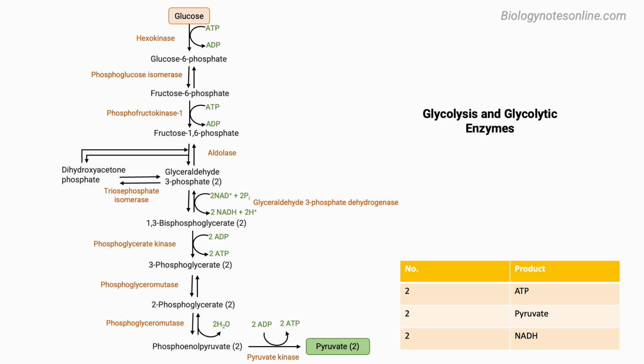And that concludes our exploration of glycolysis. We've covered the fundamental steps involved in this crucial metabolic pathway, from the initial breakdown of glucose to the generation of pyruvate, ATP, and NADH.